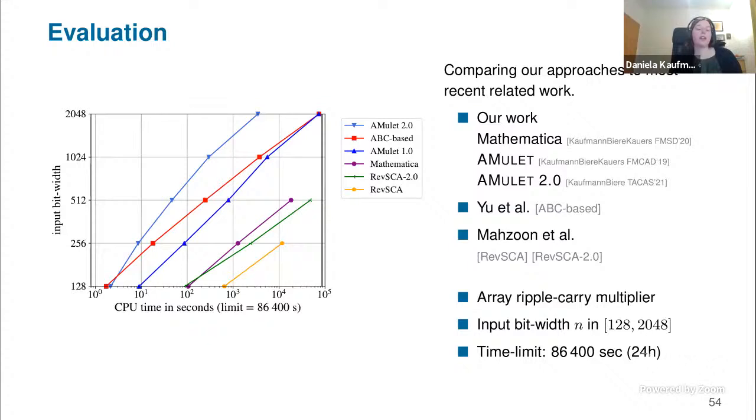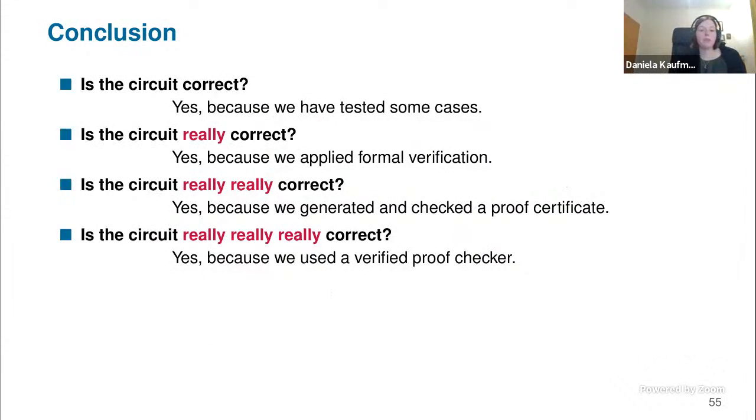Yeah, and with that, that brings me to the end of this presentation. We get the following conclusions. We can decide whether the circuit is correct, because yes, we have tested some cases. If you want to know whether the circuit is really correct, we apply formal verification, and I can say yes, because we generated and checked the proof certificate. And for really, really correct, I can say yes, because we used a verified proof checker. And with that, I want to conclude the first part.